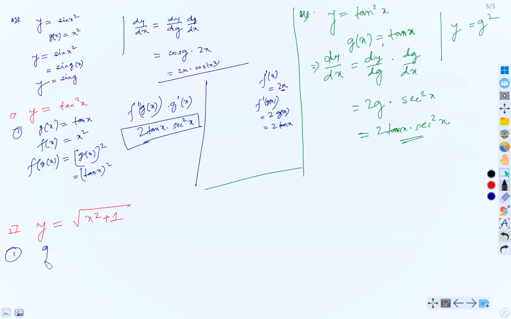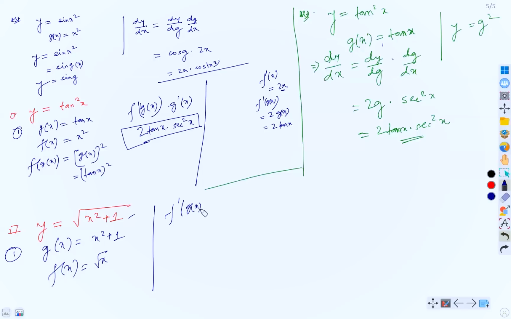So in this case, what is our g(x)? Our g(x) is x squared plus 1, right? And what is our f(x)? Our f(x) is root x, yes? Because if we replace x by g(x), then this expression comes. Simple. Actually, this one is also easy if you can determine the functions individually. Once you can determine the functions separately, you are done. After that, you just have to substitute in the formula, that's all.